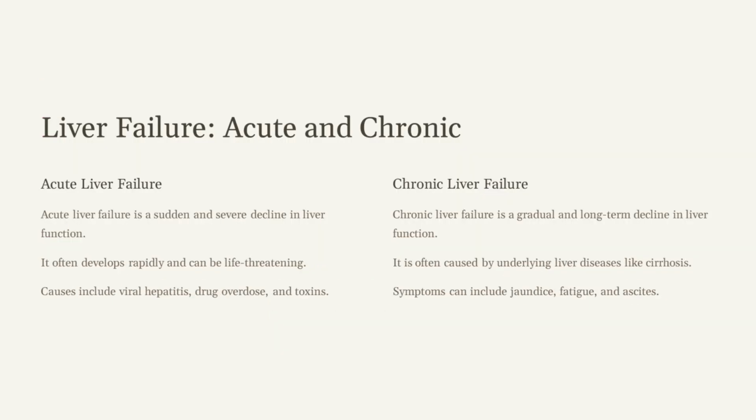A liver failure can occur acutely or chronically, both of which have distinct characteristics and causes. Acute liver failure happens suddenly and rapidly, often due to viral hepatitis, drug overdose, or toxins. It can be life-threatening. Chronic liver failure develops gradually over time, usually as a result of underlying liver diseases like cirrhosis.